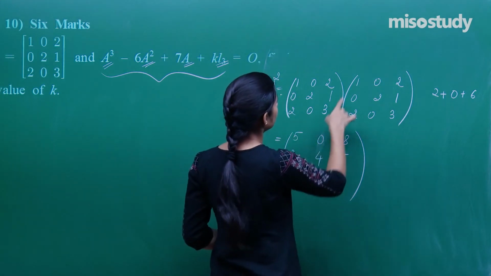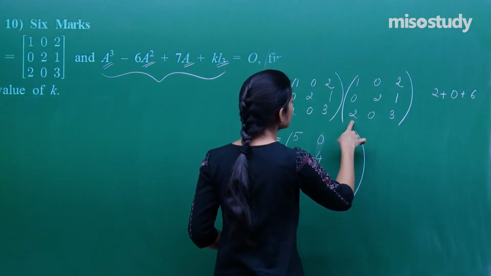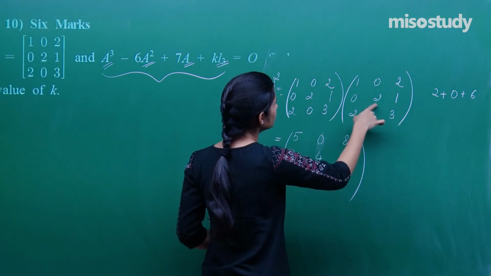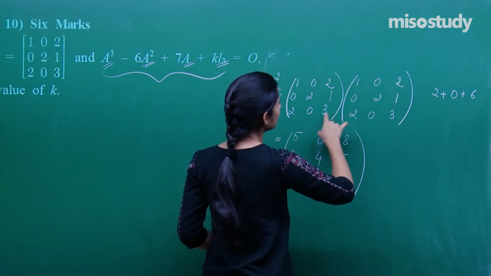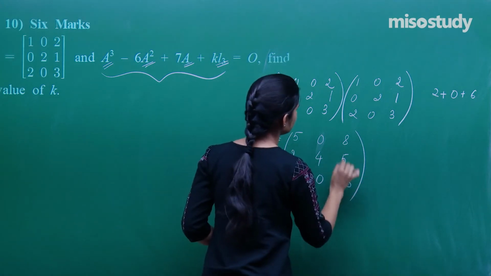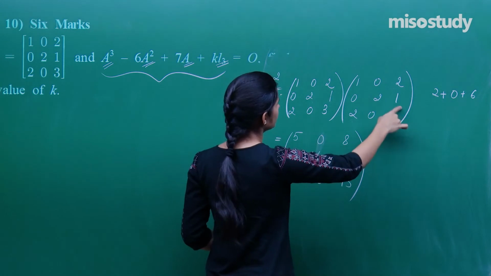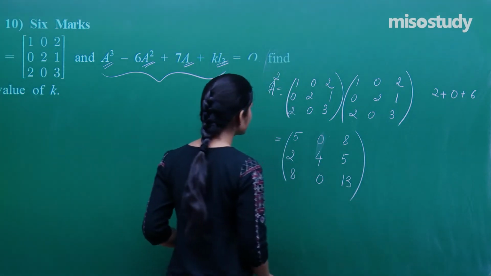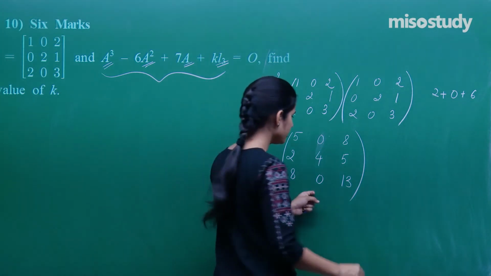Then you have third row, first column, 2 into 1, 2, 0 into 0, 0, 3 into 2, 6, 6 plus 2 is 8. Then you have 2 into 0, 0, 0 into 2, 0, 3 into 0, 0. Then you have 2 into 2, 4, this is 0, 9, so this is 13. Third row, third column, 2 2s are 4 plus 0 plus 9, that is 13. This is A square.